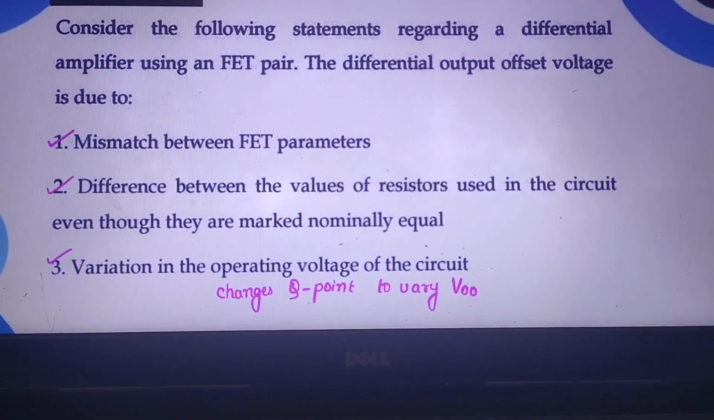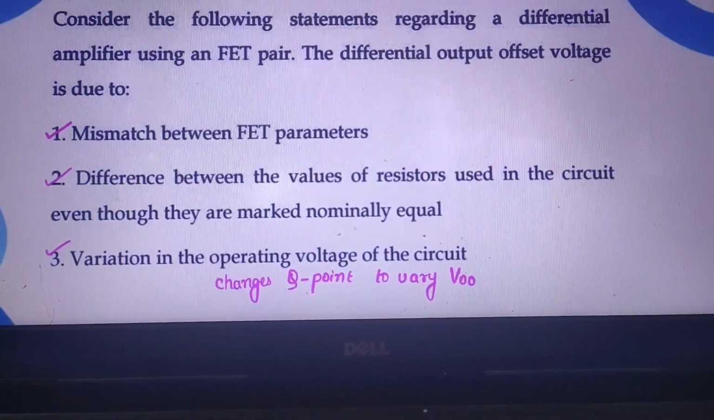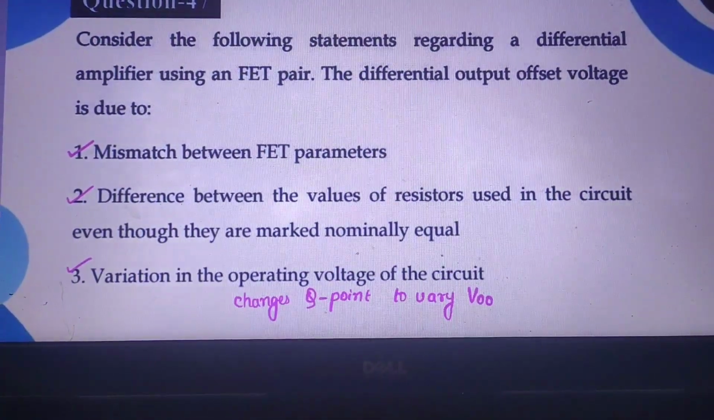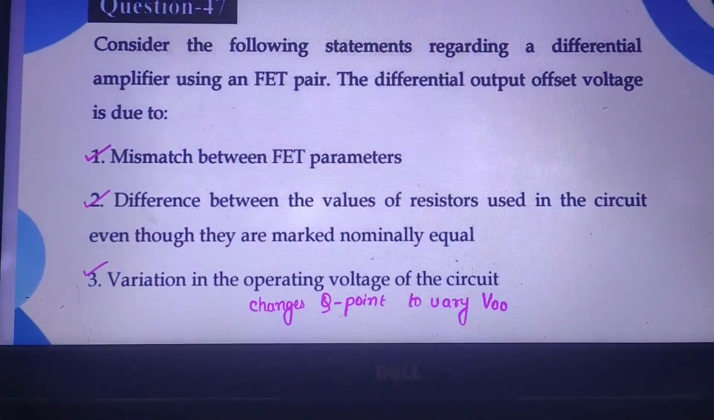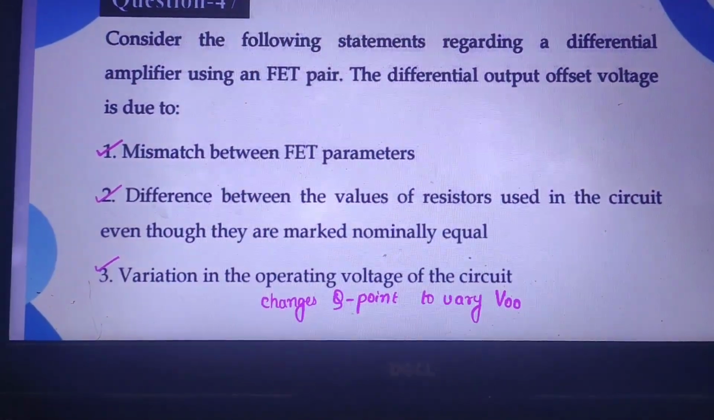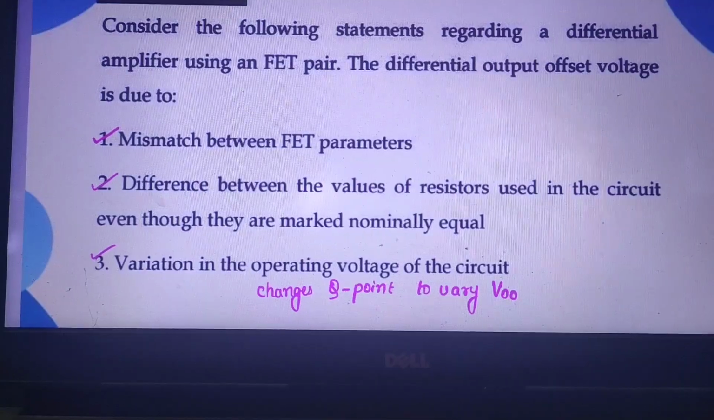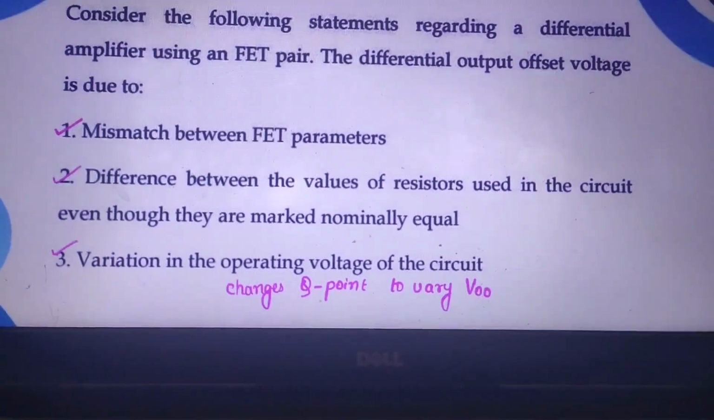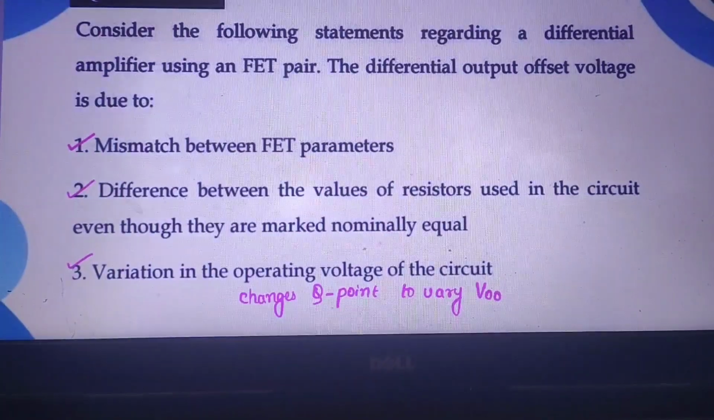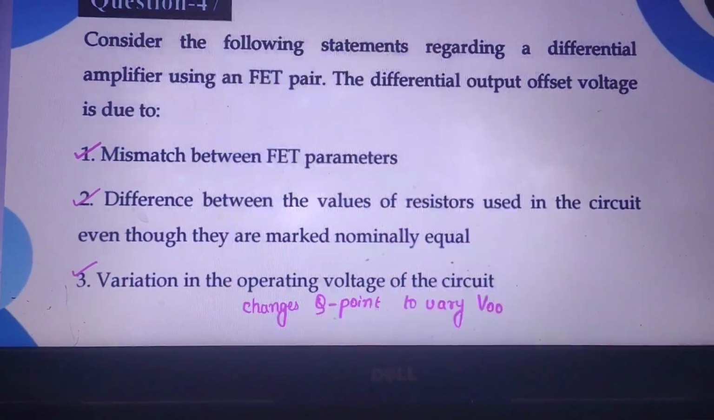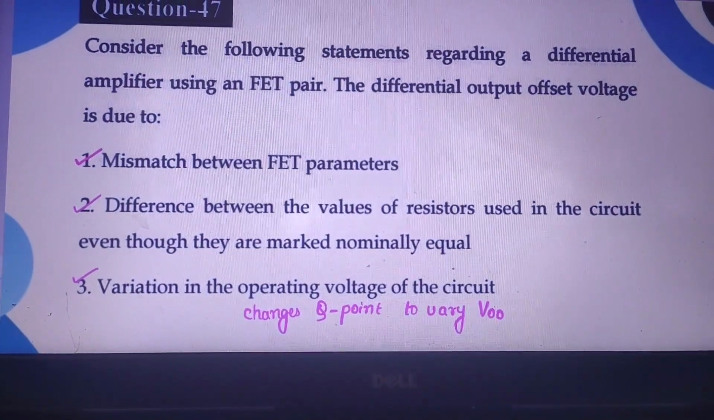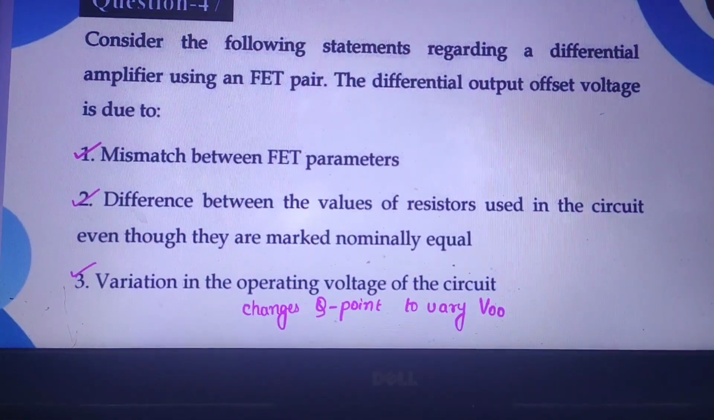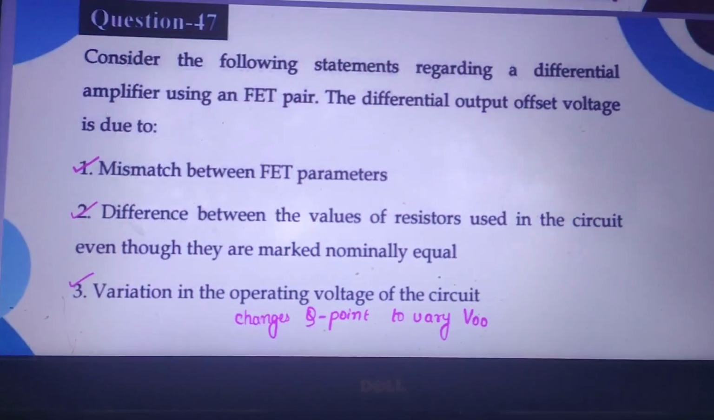Consider the following statements regarding the differential amplifier. The differential amplifier gets a differential output offset voltage. This is due to the mismatch between the FET parameters, and we use different resistors even though they are marked nominally equal. The difference between the resistor values is why the offset voltage is formed, and there is variation in the output voltage of the circuit. The output voltage must be constant. If there is any variation in the output voltage of a differential amplifier, you will get a differential output offset voltage.